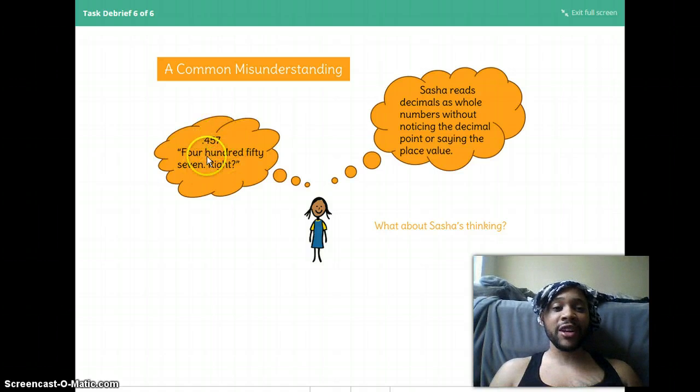So when we put it all together, instead of it being 457, we know because of its place value, we would say it's 457, and you always name it by the last place value position, thousandths. So 457, but this time it's not 457, it's 457 thousandths.